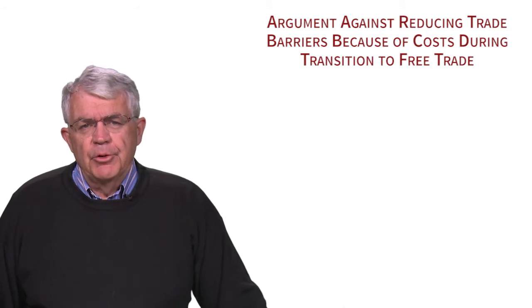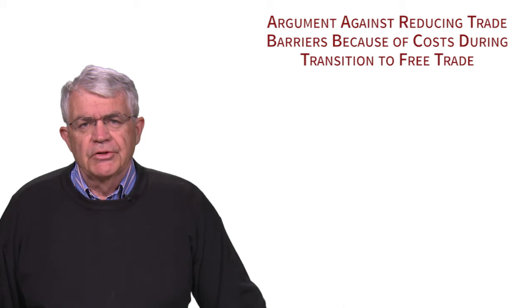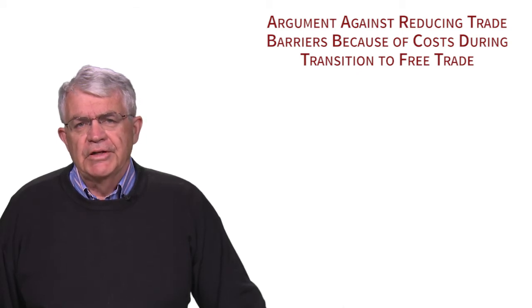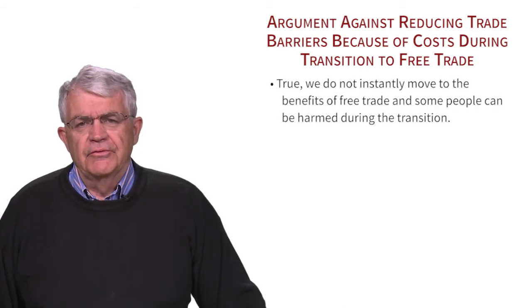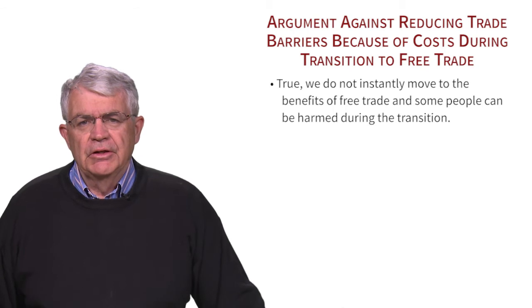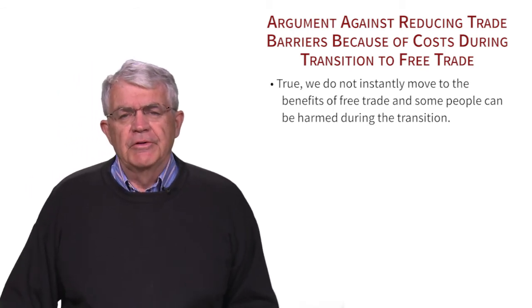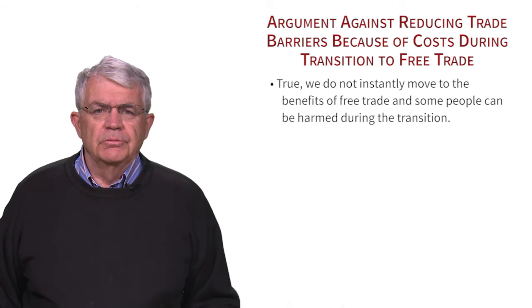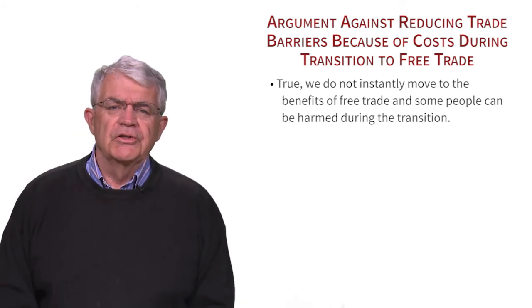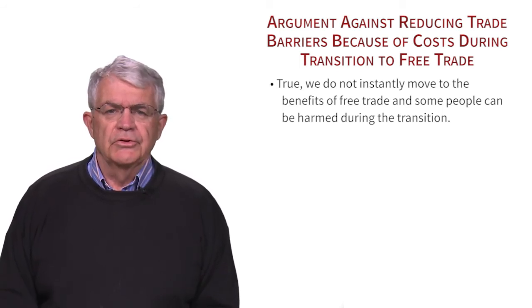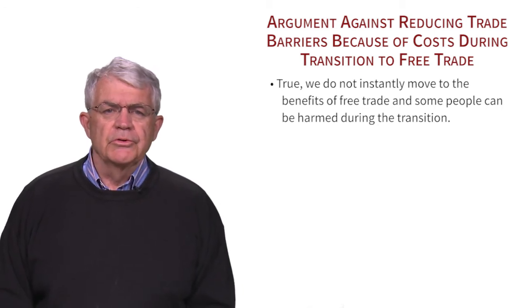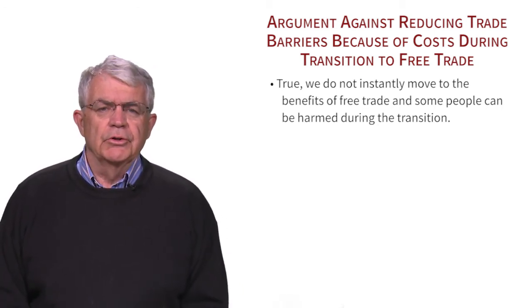There's also a very important argument that we need to address carefully against reducing trade barriers, and that's that the cost of transition to free trade can be quite high. Of course, it's true that we don't instantly move to the benefits of free trade. It takes some time. In the case of the North American Free Trade Agreement, for example, that agreement may give Mexico an advantage in producing cement, and cement manufacturing firms in the U.S. may have to shut down or reduce their operations. And that means people will lose their jobs at that point. And so that's a real cost.